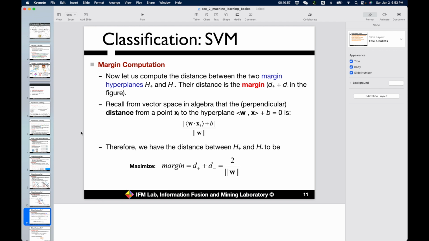Given a line wx plus b equals 0, and given a data point xi, we can define the distance between xi and the line as the absolute value of the inner product of w and xi plus b, over the L2 norm of w. We will define the norm later. In other words, we can define the distance between a point and a line.